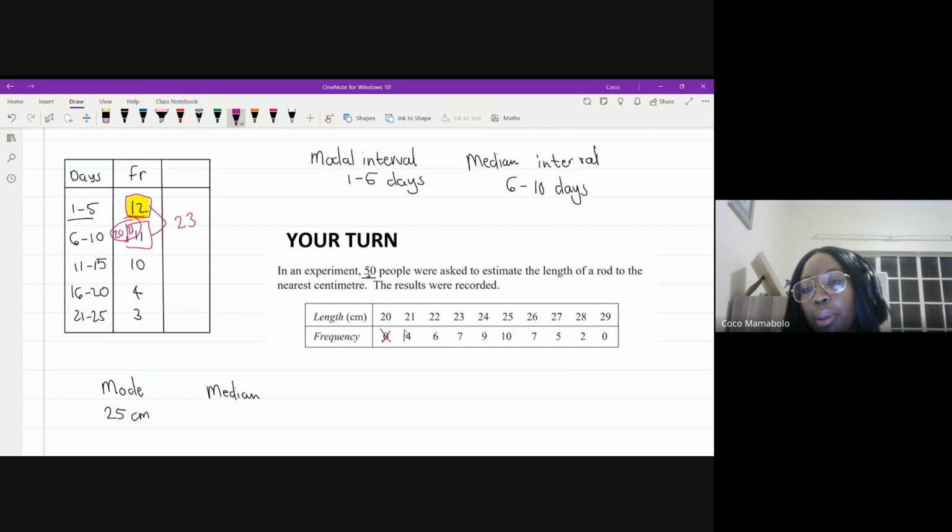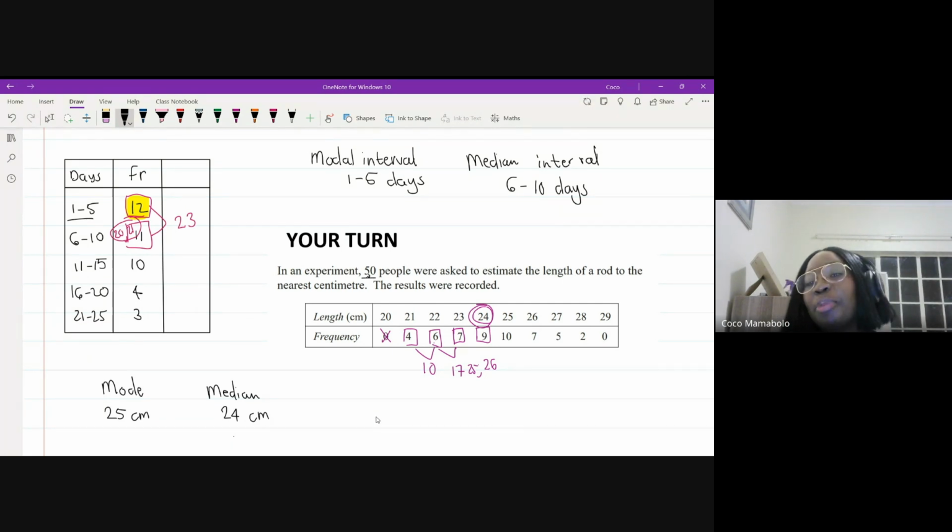So the first 4 people guessed 21. Then the next 6 people guessed 22. Now that's 10 people, right? The next 7 people guessed 23. Altogether, that makes 17 people, right? And then the next 9 people guessed 24. And that takes us to 26 people, which means the 26th person guessed 24 and the 25th person also guessed 24 centimeters. So our median length is 24. Okay, 24 centimeters. All right.